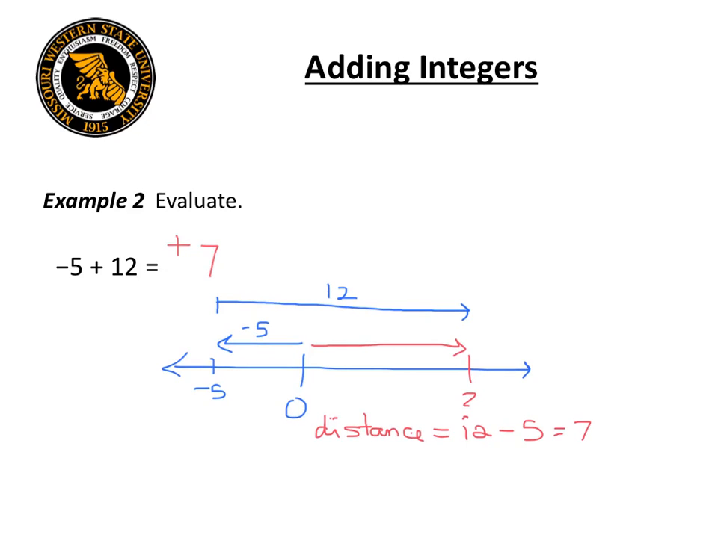Generalizing, when we add two integers having different signs, we subtract the smaller number part from the larger number part and keep the sign of the integer having the larger number part. So in this particular example, the integer having the larger number part is the positive 12. So our answer ends up being positive. And then subtracting the number parts, 12 minus 5, gives us our 7.